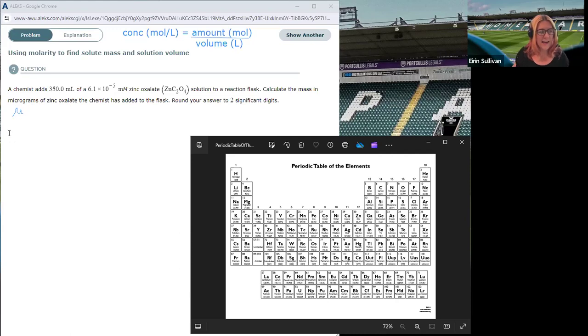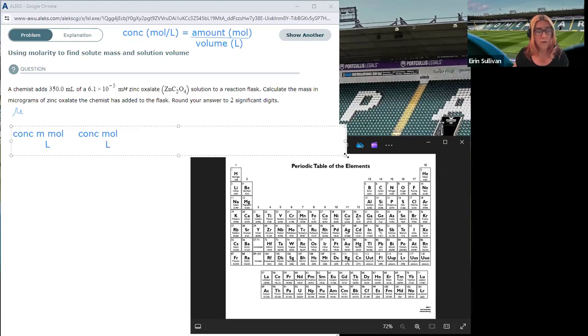Our plan then is going to go from our concentration, which is in millimoles per liter, to our concentration in moles per liter, because we're going to want to do that SI unit conversion. Then we should be able to use our volume to get to our amount in moles. Again, we're going to have to convert milliliters into liters, so two steps.